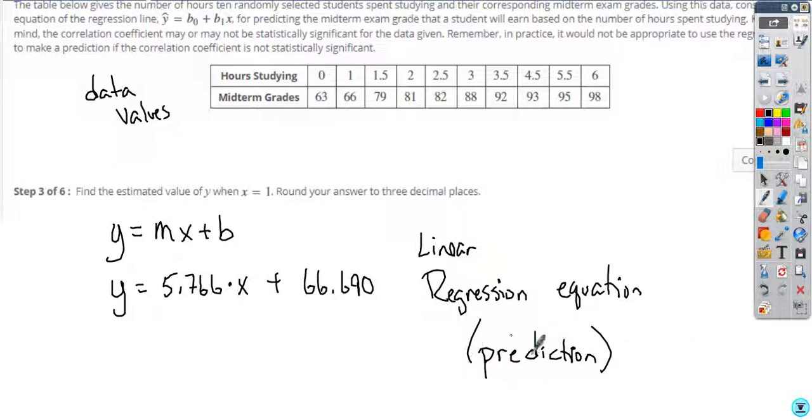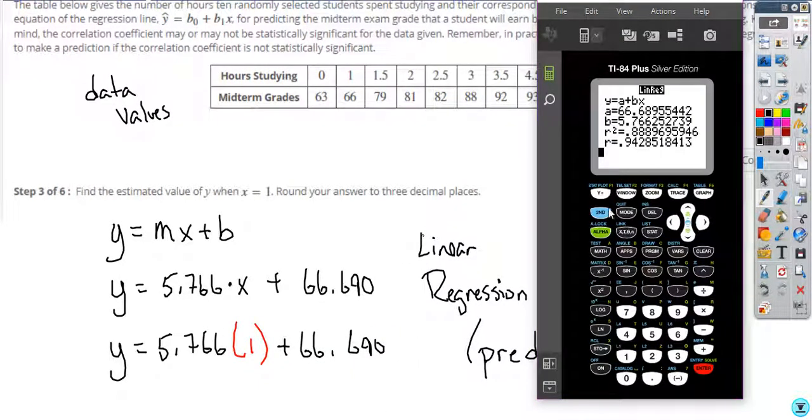Alright, so that's our prediction line. So with that, it says, well, what would you estimate? What would your prediction be if x equals 1? So we take our equation, y is equal to 5.766. We insert our 1 in for x, plus 66.690. And we take that, we're going to plug that into our calculator.